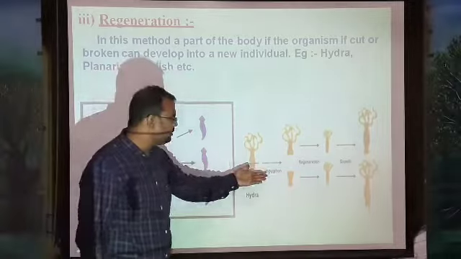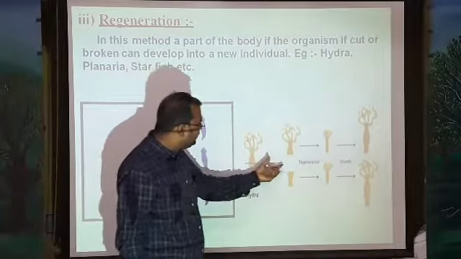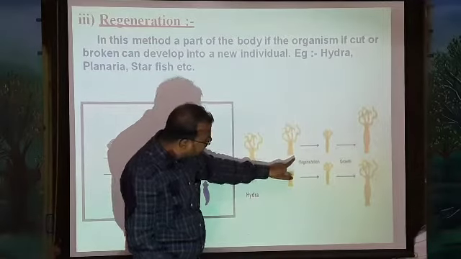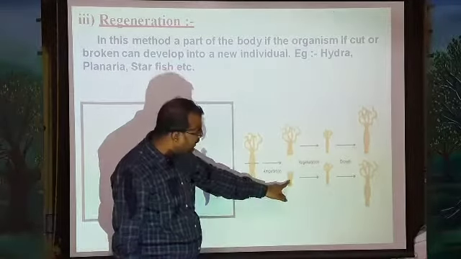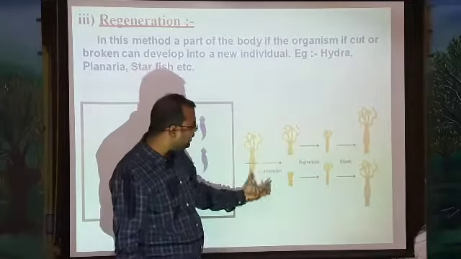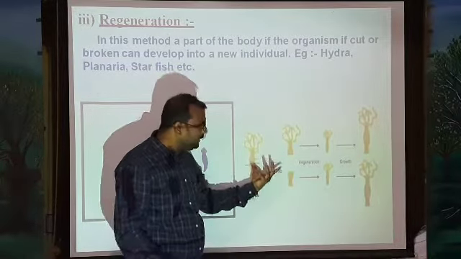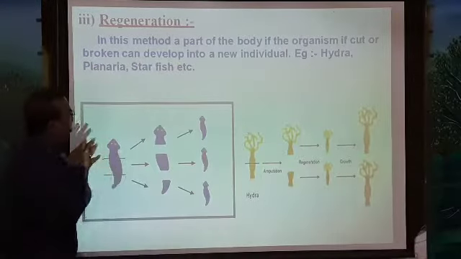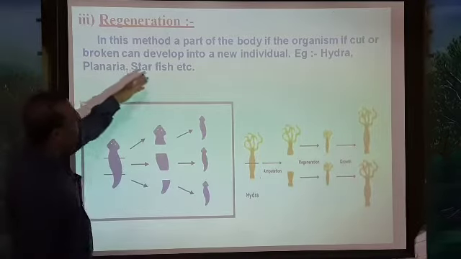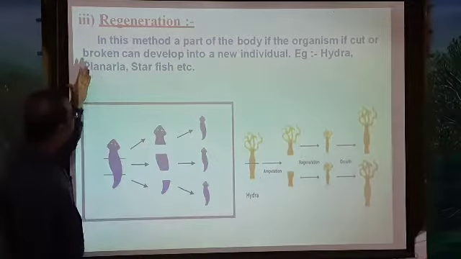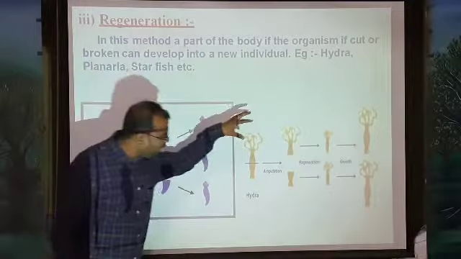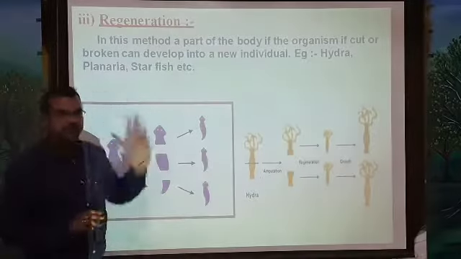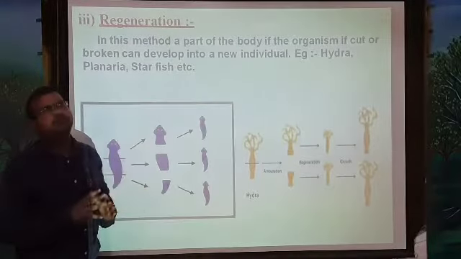Here is one more example called hydra. This hydra breaks into two pieces, and the other part regenerates back. See here, the upper part regenerates back. The part which is broken regenerates again. So this mode of reproduction we call regeneration. Examples for regeneration are hydra, planaria, and starfish. So hydra is an example for both budding and regeneration. This is the third mode of asexual reproduction.